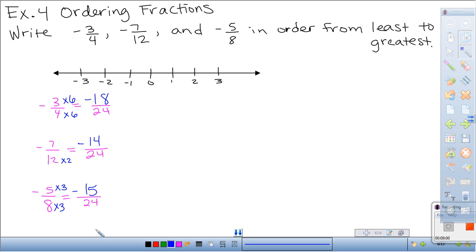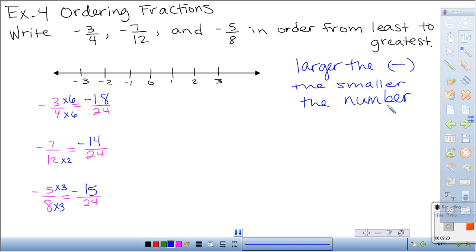And now we can easily see how they compare. Again, the larger the negative, the further away from 0 it is, and the further away from being positive it is, so the smaller it is. So we might write that: the larger the negative, the smaller the number.